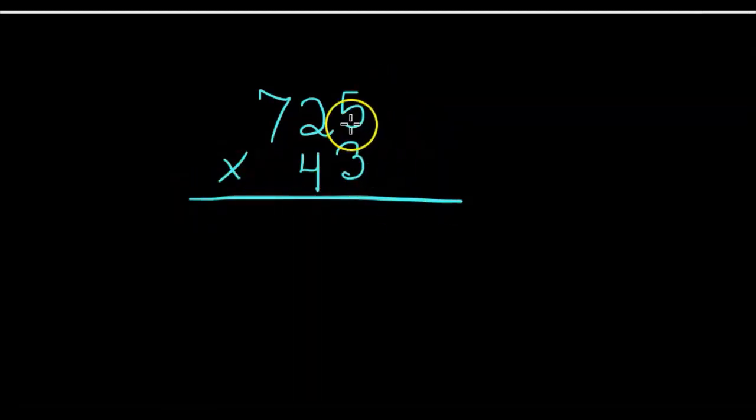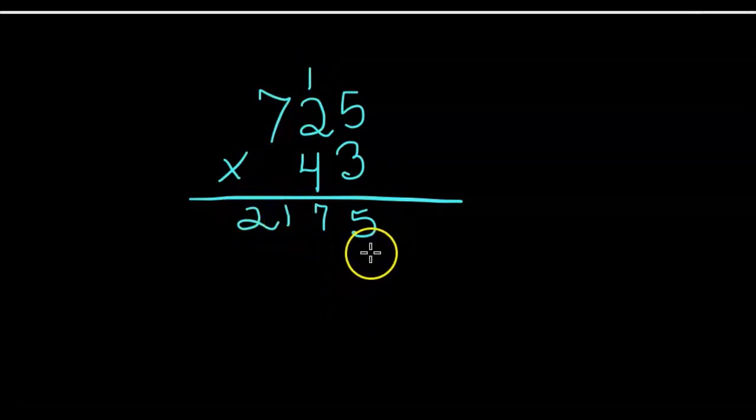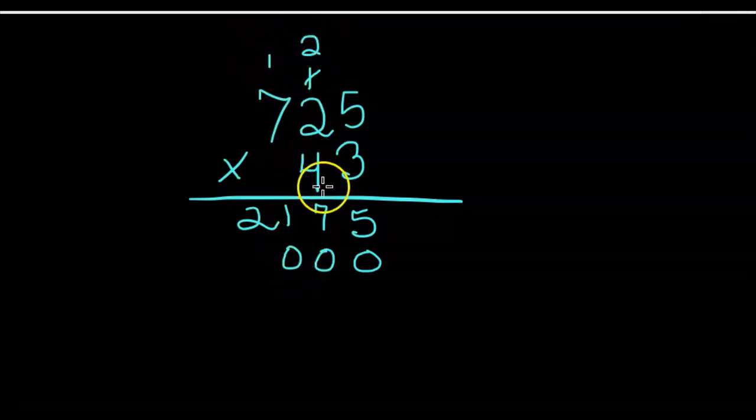All right, so remember we're just taking this one number at a time. 3 times 5 would give us 15. Carry my 1. 3 times 2 is 6, plus 1 would give me 7. 3 times 7 is 21. Okay, don't forget your 0 here. All right, 4 times 5 would give me 20. 4 times 2 is 8, plus 2 is going to give me 10. Carry my 1. 4 times 7 is 28, plus 1 would give me 29.